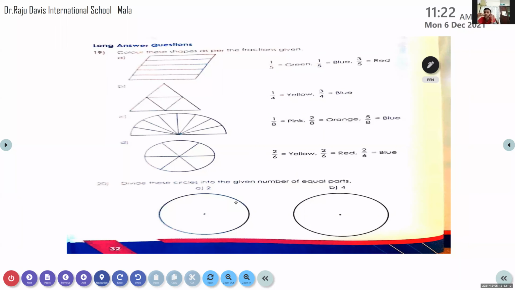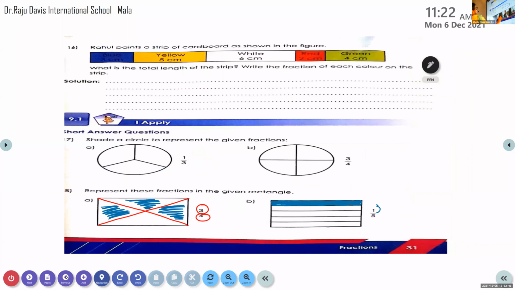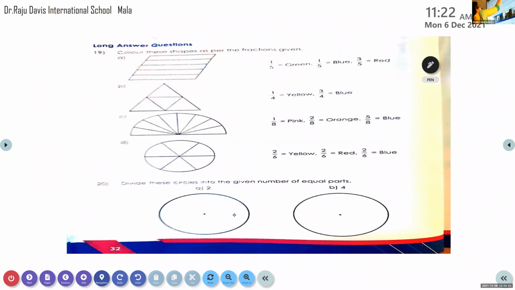Excuse me, ma'am. I have a doubt. Yes, what happened? Ma'am, color the shapes as what's the meaning of per? In the long answer questions, 19th question. We have to do this problem, no? What's the meaning of per? Yes. Color the shapes as per the fractions given. As per means the fractions are given in the question. According to the fraction given in the question, you have to do the coloring.